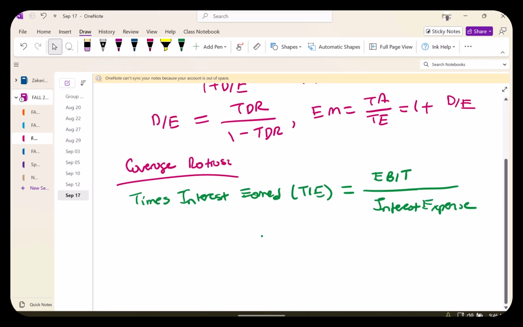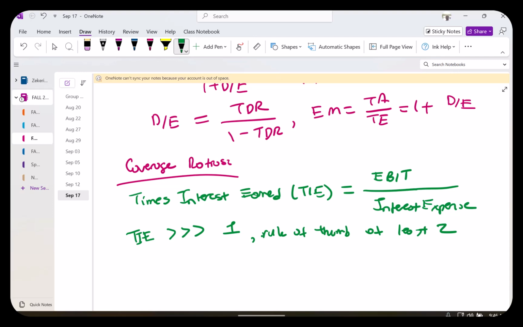There is no hard and fast rule, but you want TIE to be significantly greater than 1, kind of a rule of thumb, at least 2 on a consistent basis. Since earnings are to some extent affected by choice of accounting methods, every once in a while your times interest earned ratio may be too low, but I'm not going to worry about it if that can be explained by choice of accounting methods.